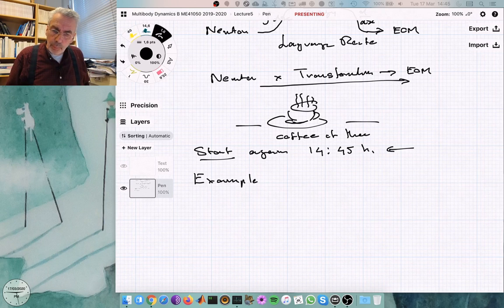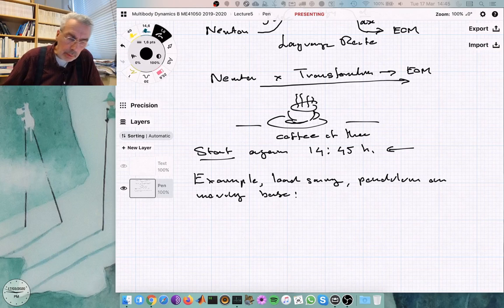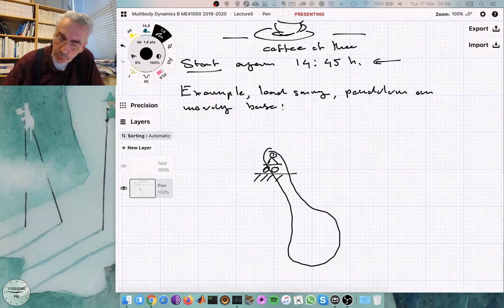Okay, I promised to do an example, and we're going to do the example of a load swing, right? Or you could also say it's a pendulum on a moving base. Okay, and how does it go? What is the problem? So we have some moving base here. And then we have some pendulum thing, or some rigid body thing.